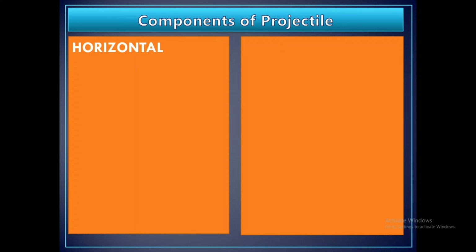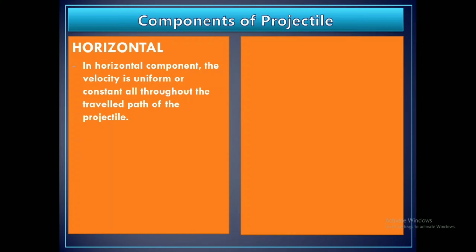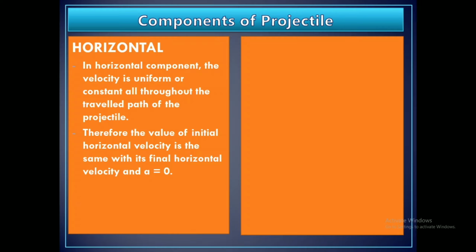For the components of projectile, in the horizontal component, the velocity is uniform or constant all throughout the traveled path of the projectile. Therefore, the value of initial horizontal velocity is the same as its final horizontal velocity, and since there is no change in velocity, acceleration is equivalent to 0. For example, if your initial horizontal velocity is 10 meters per second, then your final horizontal velocity is also 10 meters per second.